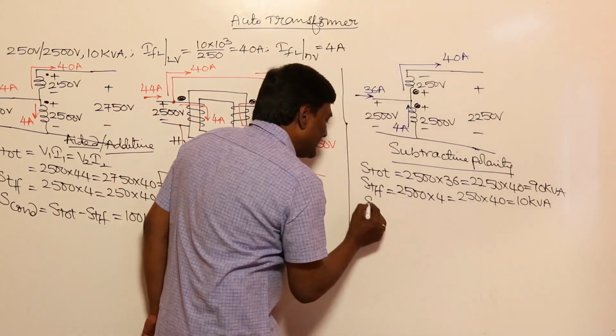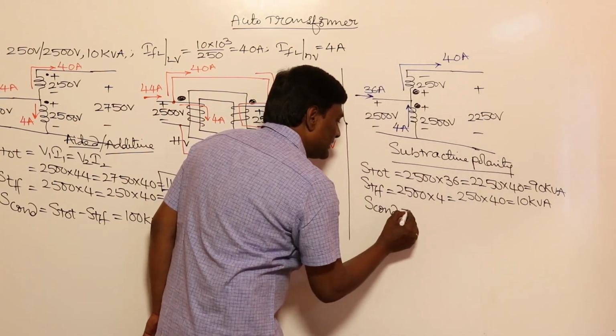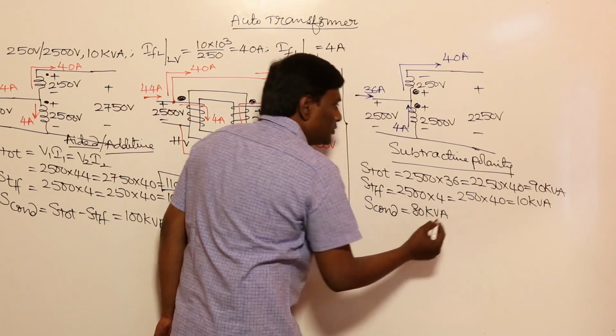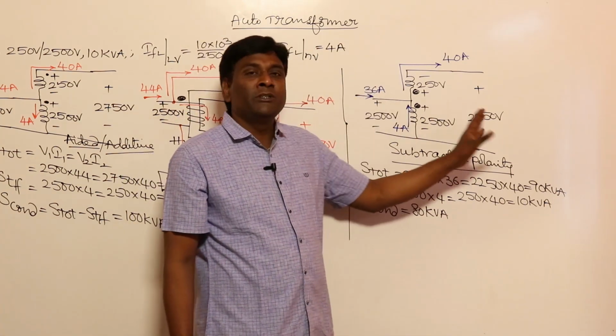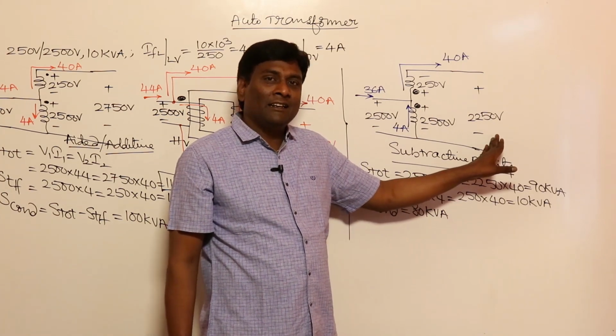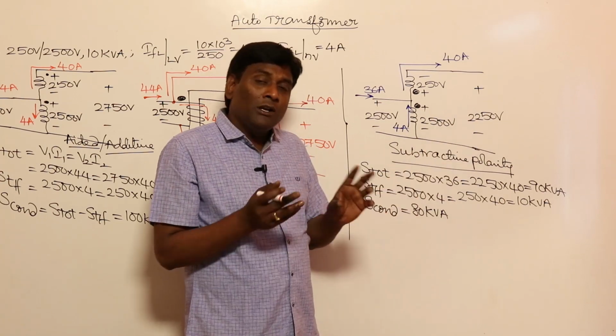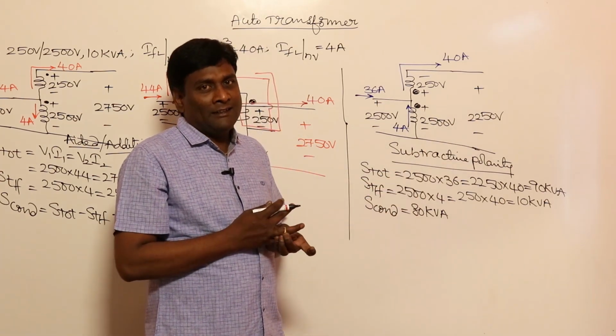Now what is S conducted? S conducted is going to be 90 minus 10, which is 80 kVA. So 80 kVA is being transmitted from here to here because of direct electrical connection, and 10 kVA is transformed from here to here without having any electrical connection.